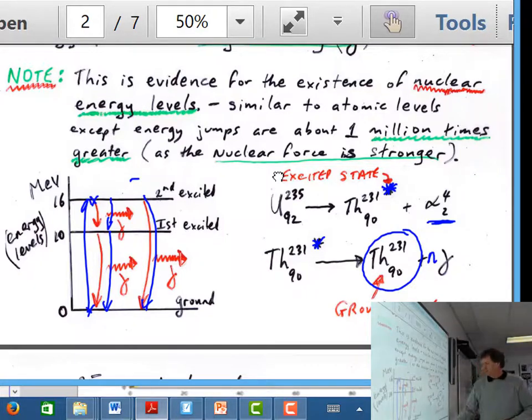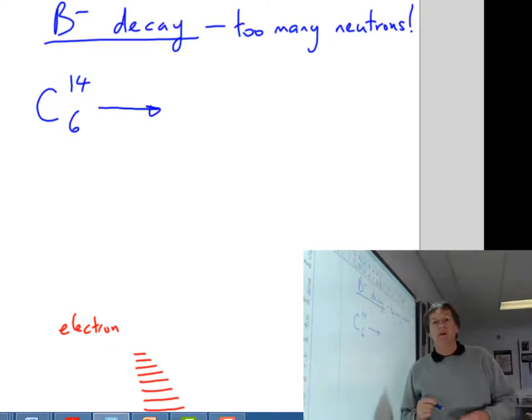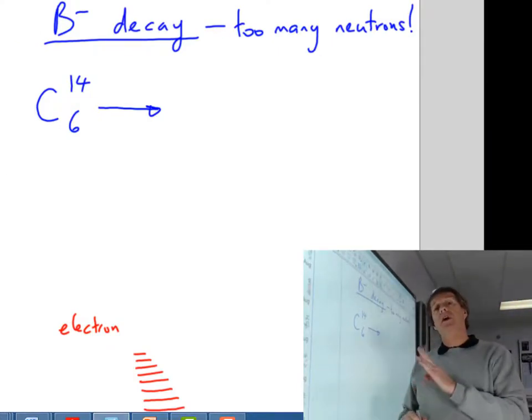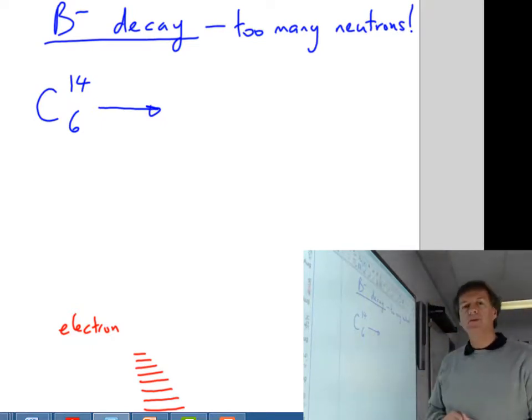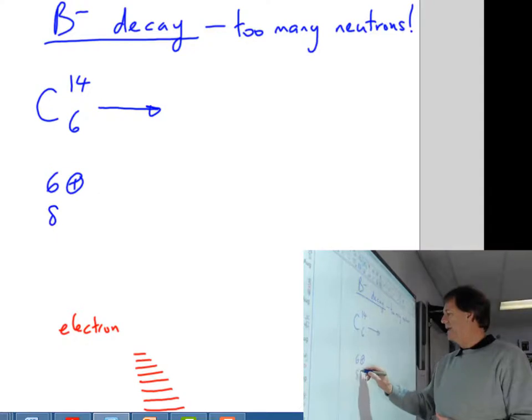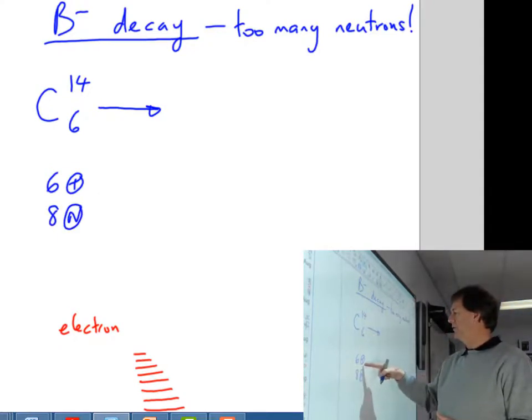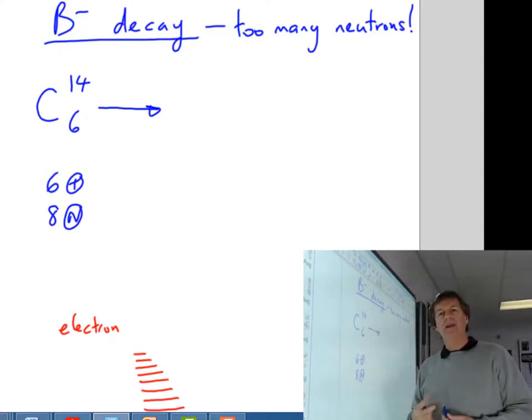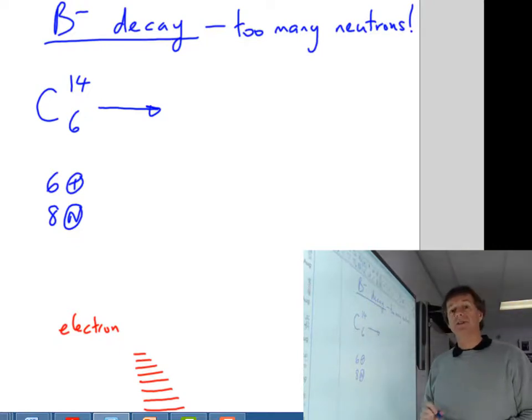Okay. Now what we're looking at today is beta minus emission. Beta minus decay will occur when you've got elements with nuclei that have too many neutrons, say like carbon-14 here. This one's got 6 protons and 8 neutrons. So 6 protons plus and 8 neutrons to balance it. Normally it would have 6 and 6, so it's got too many neutrons to be stable.